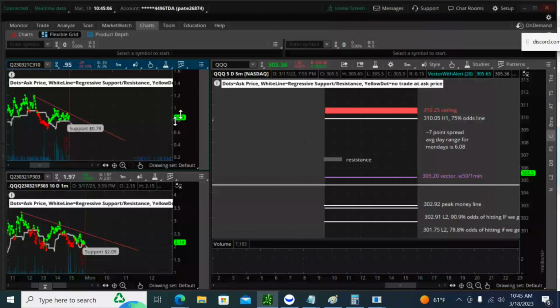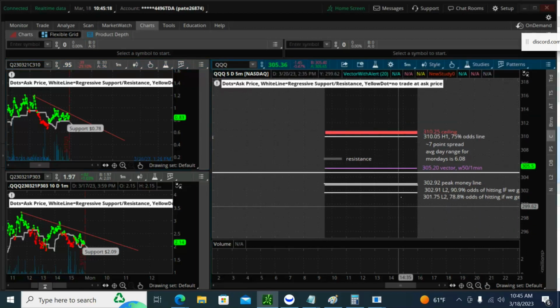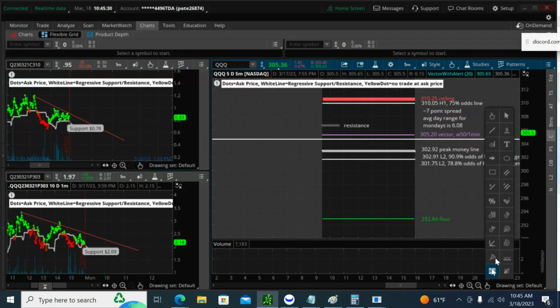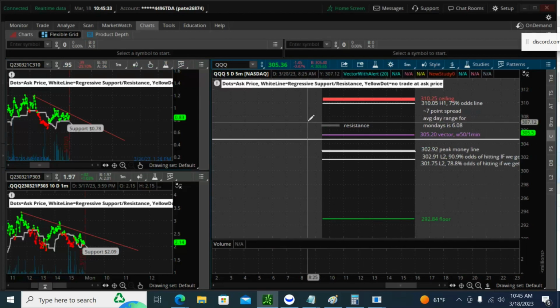That kind of defines our extreme move. And then it looks like, because this floor is so far down, the downside right now has preference. What do we close at? 305.36. So we closed right around, about right on the vector, slightly above it. This is our close.